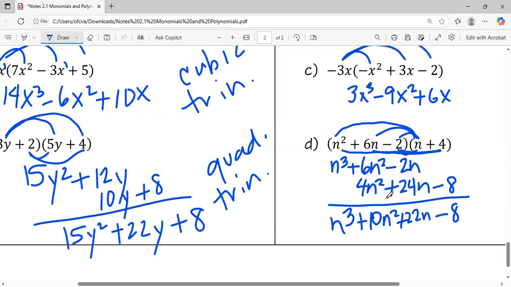So now to classify this one, look, we have 1, 2, 3, 4 terms. Each one is a monomial, so we're good. Highest degree is 3. Because the highest degree is 3, this is cubic. But because you have 1, 2, 3, 4 terms, 4 or over, we call it a polynomial of 4 terms. So this is a cubic polynomial of 4 terms. And that is how you classify that.